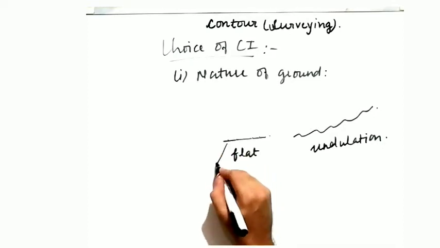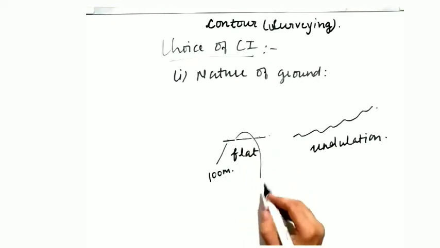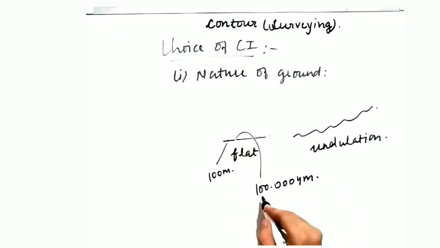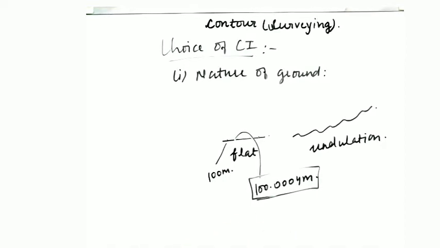points. Suppose this is a contour of 100 meters. Since the ground is flat, this will be a contour of 100.0004 meters. So this is just imaginary. There is very little difference between these two. So since there is very little difference between these two, you will have to go for smaller interval of contour. If you will go for large interval of contour, then there will be errors.